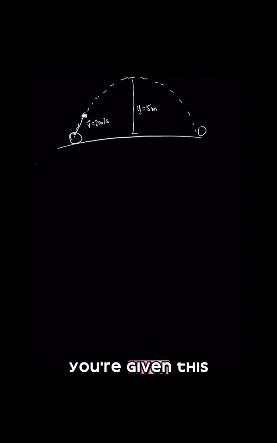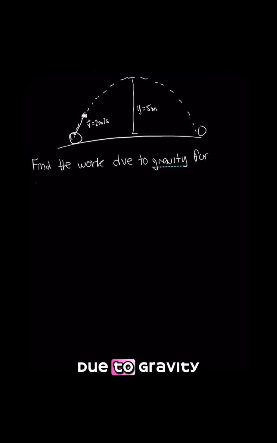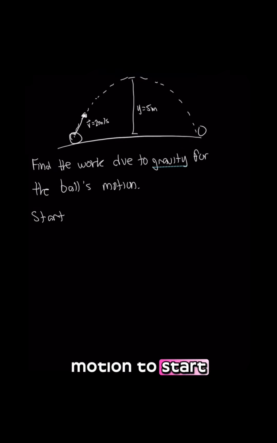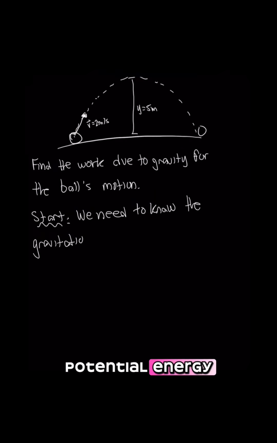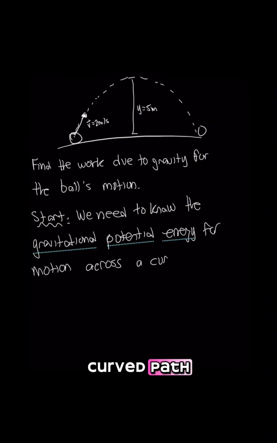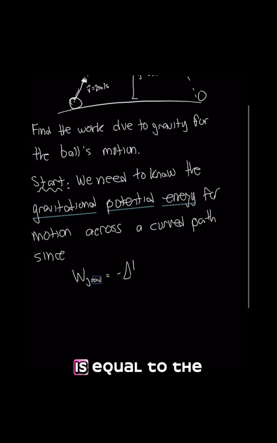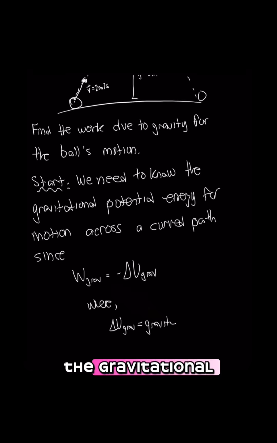Alright, so let's say you're given this diagram here of a ball being thrown on a curved path, and the question asks you to find the work due to gravity for the ball's motion. To start, we need to know the gravitational potential energy for motion across a curved path, since the work that gravity is going to do is equal to the negative change in the gravitational potential energy.